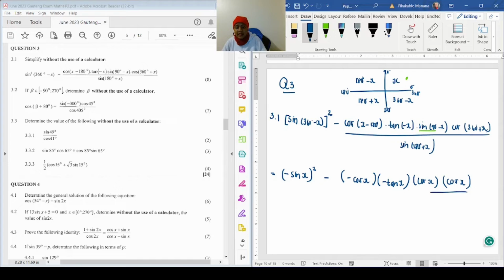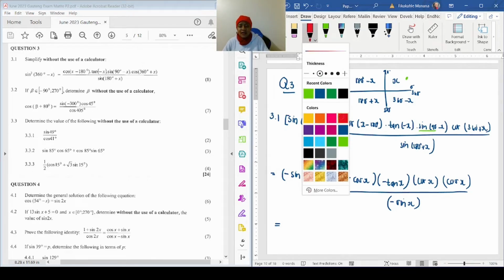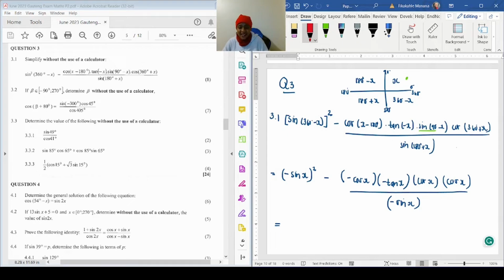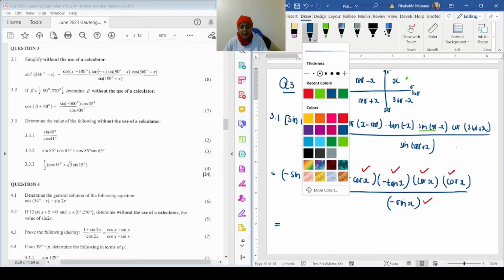Alrighty, and that is divided by sine 180 plus x, which is in the third quadrant, and there sine is negative, so we have negative sine x. Just put everything in brackets. While we're here, this is where marks are really allocated. You get 1 mark for each operation. So at least here they give you a chance, so that if you mess up in the next part, at least you got some marks somewhere here.